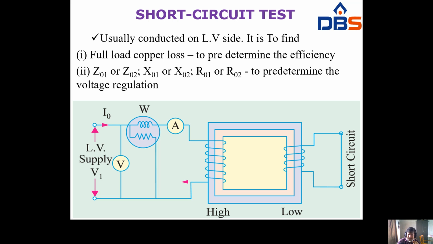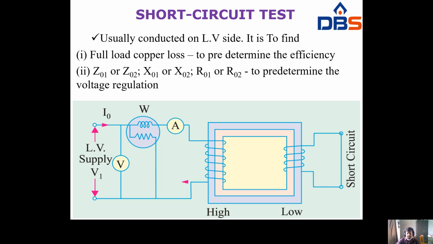What is the meaning of predetermination? Predetermination is nothing but we have to calculate the losses individually. After that we have to determine the input, then find out the output, and then determine the efficiency. Right?